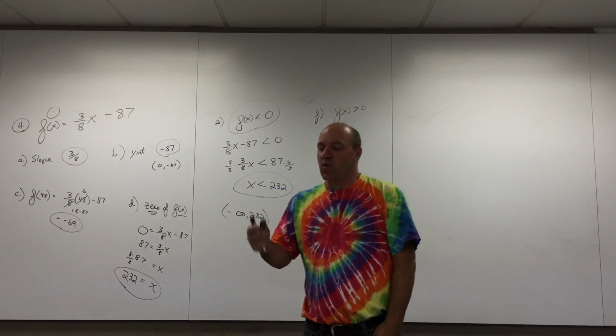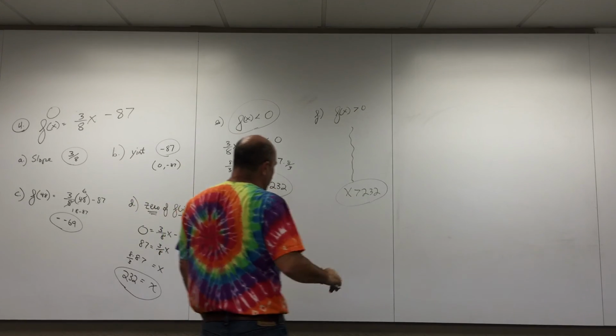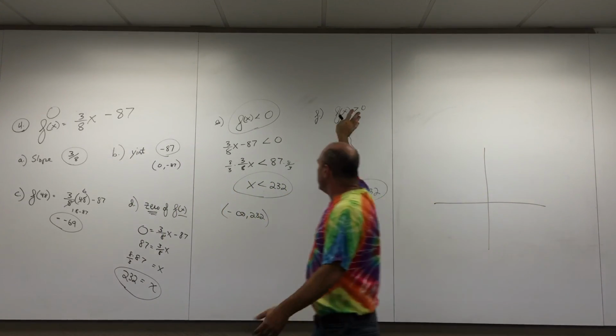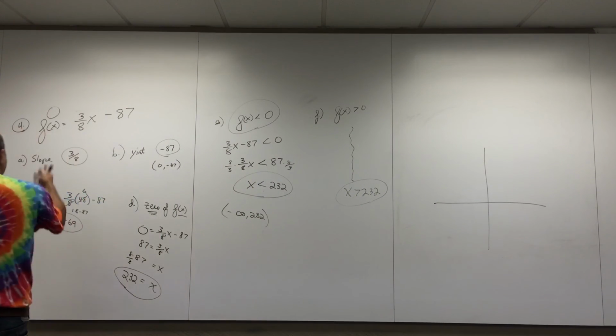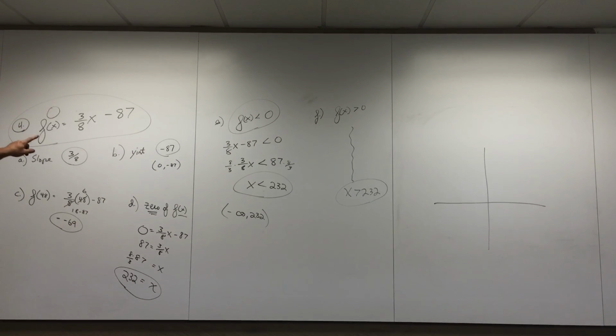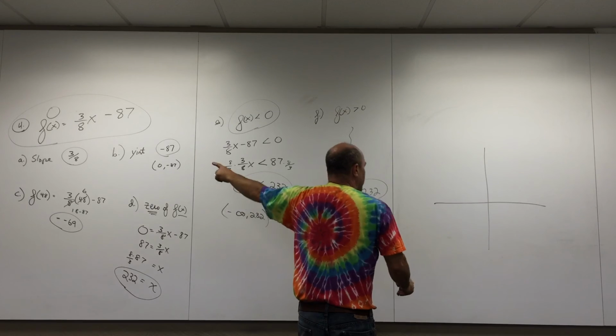Sometimes I like to teach inequalities very graphically or visually. I don't know if you're going to enjoy this, but watch this anyway. Pretend we didn't do E and F. Pretend I didn't do E and F yet. Okay, so I've got this function. Let me see. What did I find so far? Did I find the y-intercept? What's the y-intercept? Negative 87.